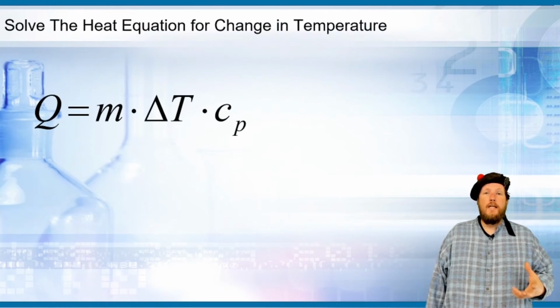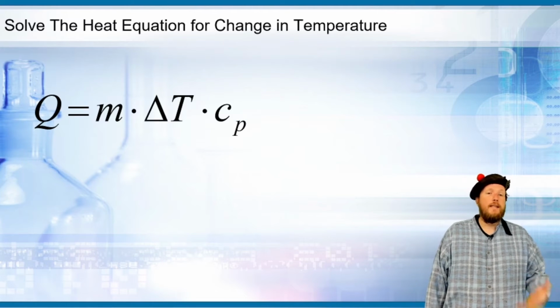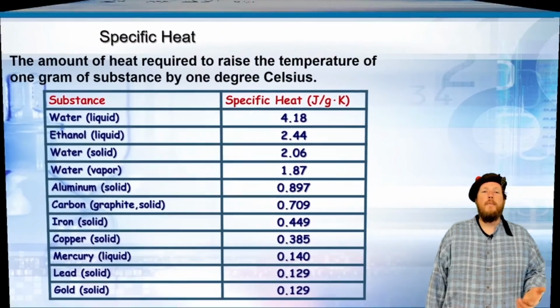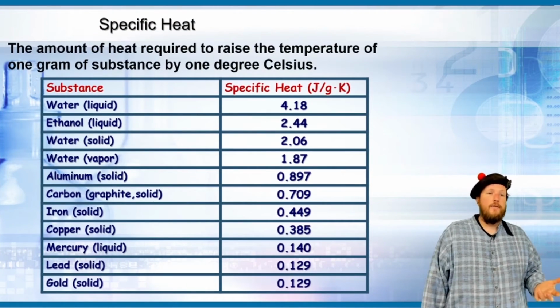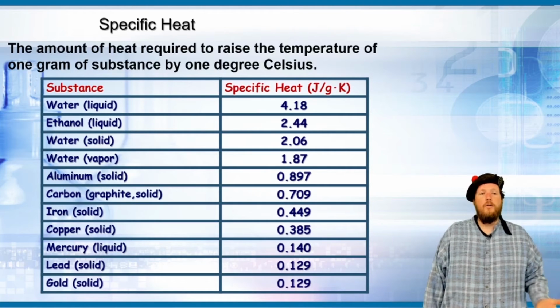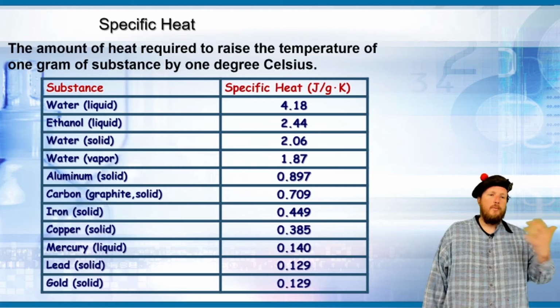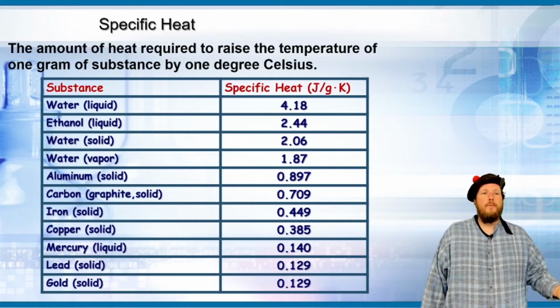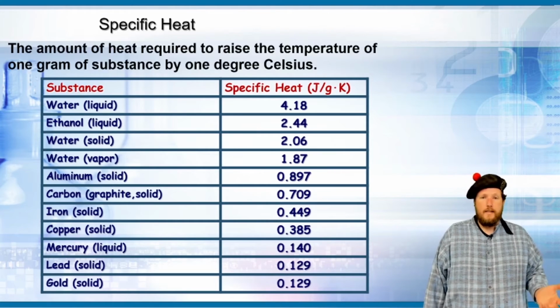So solve the heat equation for change in temperature. You should get that delta T is equal to Q over mCp. So there's a list of specific heats for a lot of different substances: water, ethanol, solid water, vapor water, aluminum, carbon, iron, copper, mercury, lead, and gold. It's the amount of heat required to raise the temperature of 1 gram of substance by 1 Celsius degree. You'll notice that water is the highest in this list.